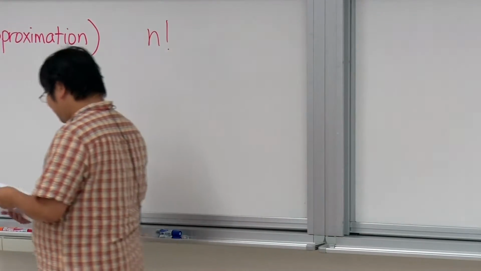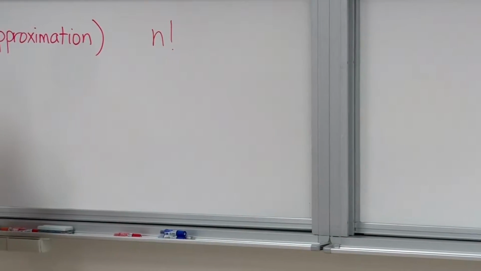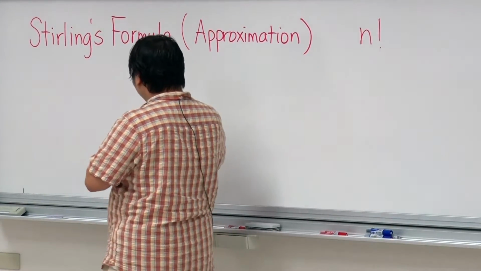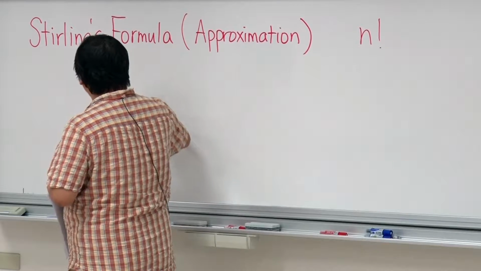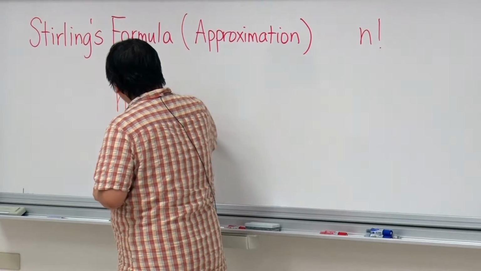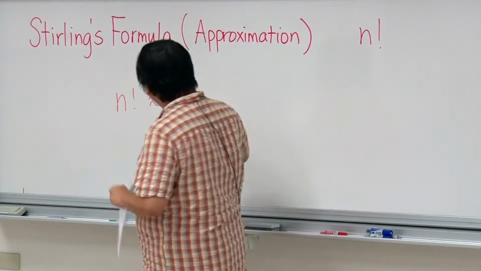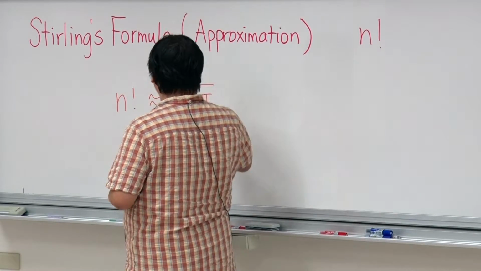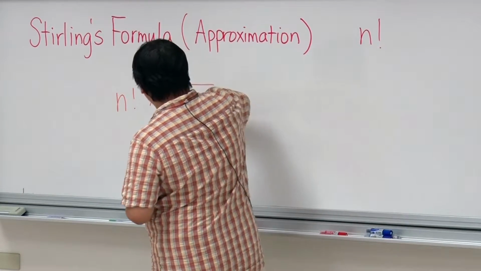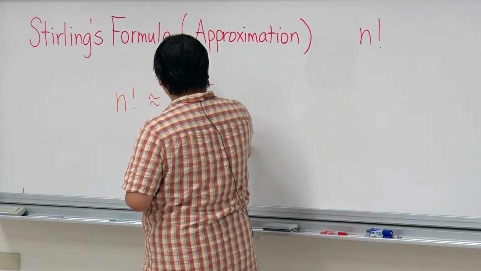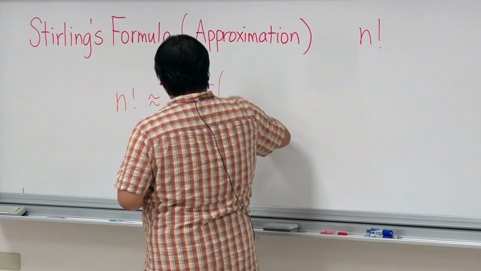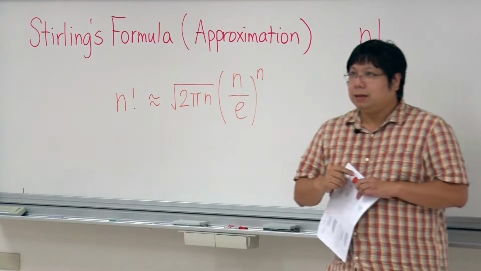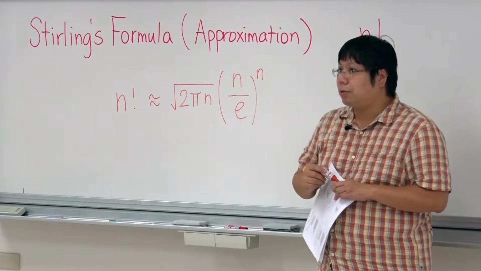So how does the approximation look like? n factorial is approximately equal to this term: square root of 2 pi n, multiplied with n divided by e to the power n. Here e is the base of the natural log.